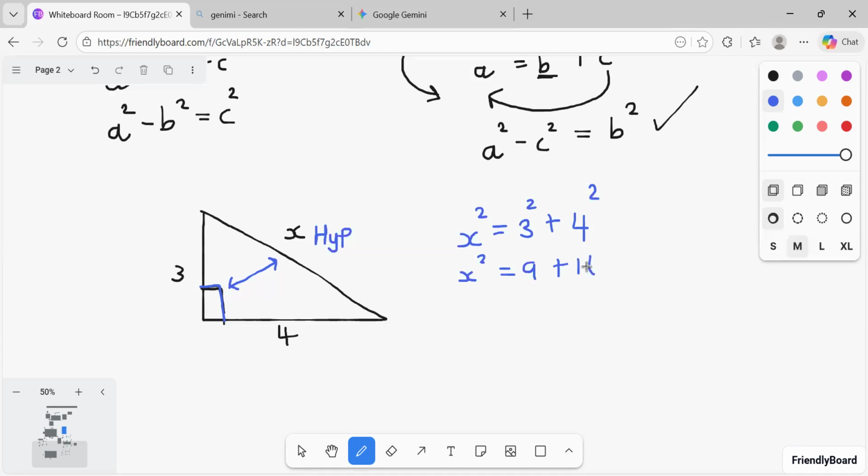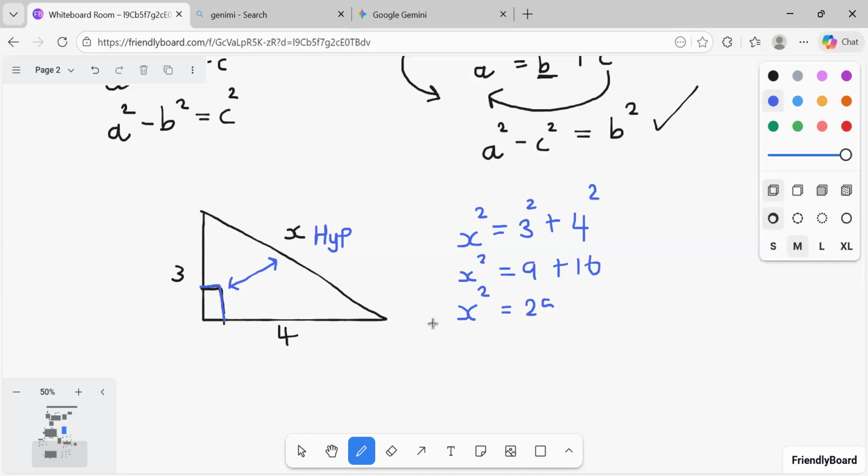All right. Then I'm gonna add 9 plus 16, which gives me 25, right? So x squared is equal to 25. All right. Am I done?